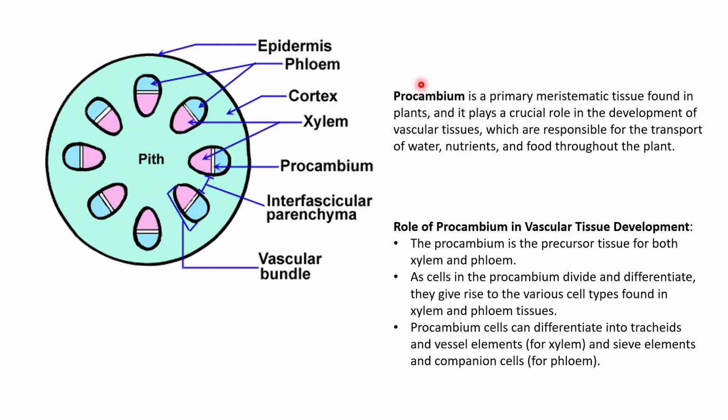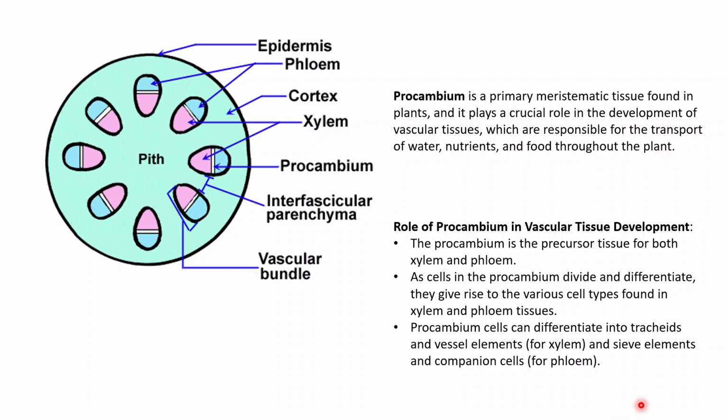And the third matching column was about procambium. Procambium is a primary meristematic tissue found in plants, and it plays a crucial role in the development of vascular tissues, which are responsible for the transport of water, nutrients, and food throughout the plant. So the procambium, as I was talking about, will form later the lateral meristems, and it also gives rise to the xylem and phloem of the plant, which are two major pipelines through which water and food are transported throughout the plant respectively. Xylem transports water and phloem transports food inside the plant.